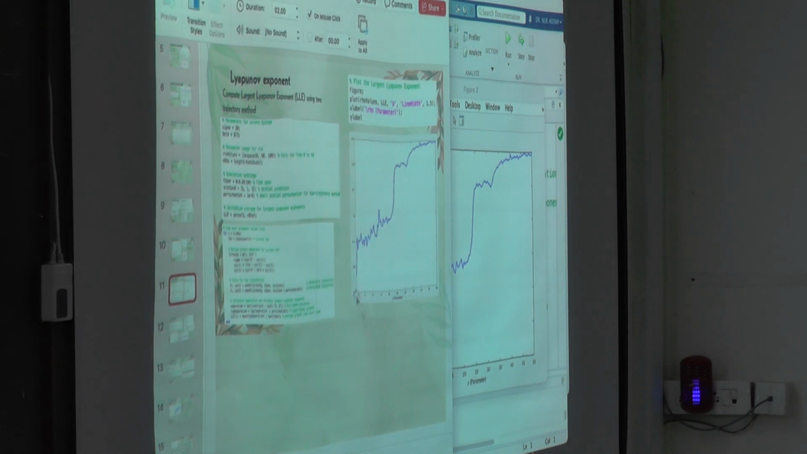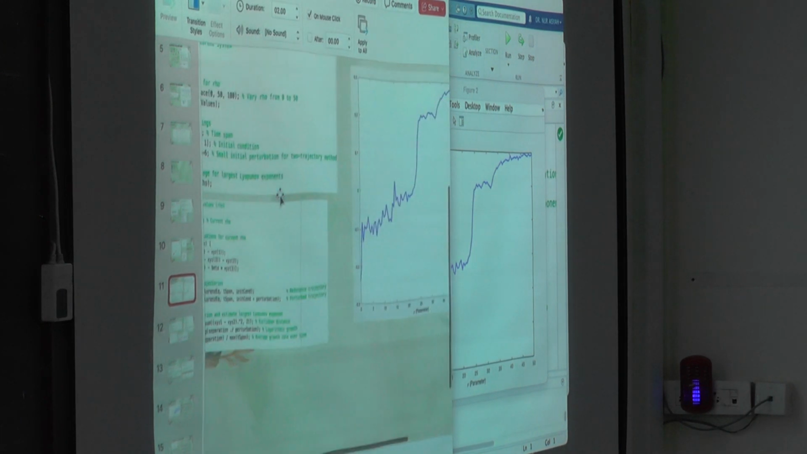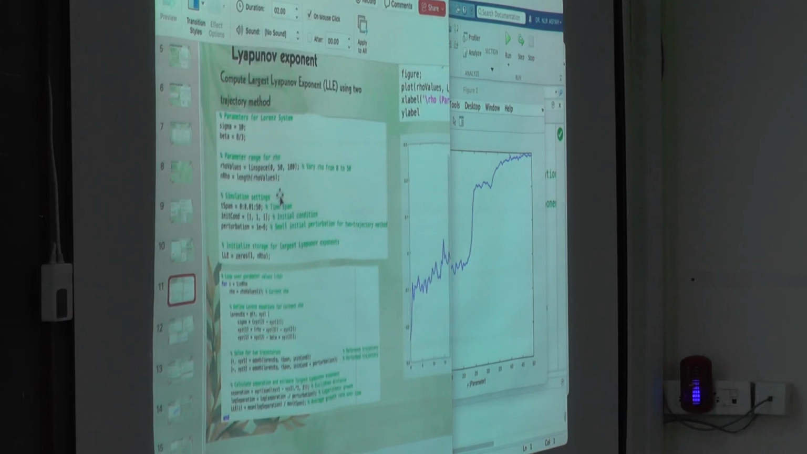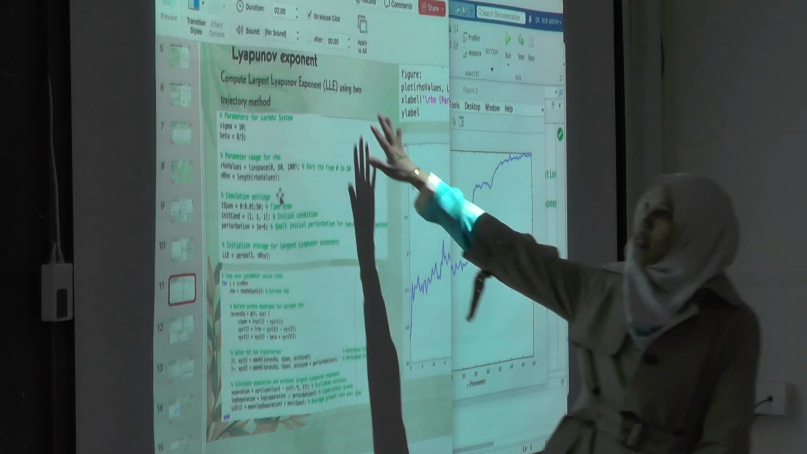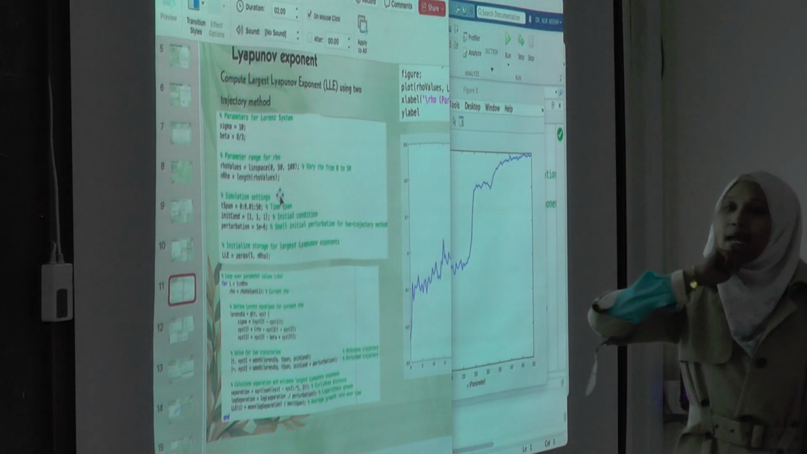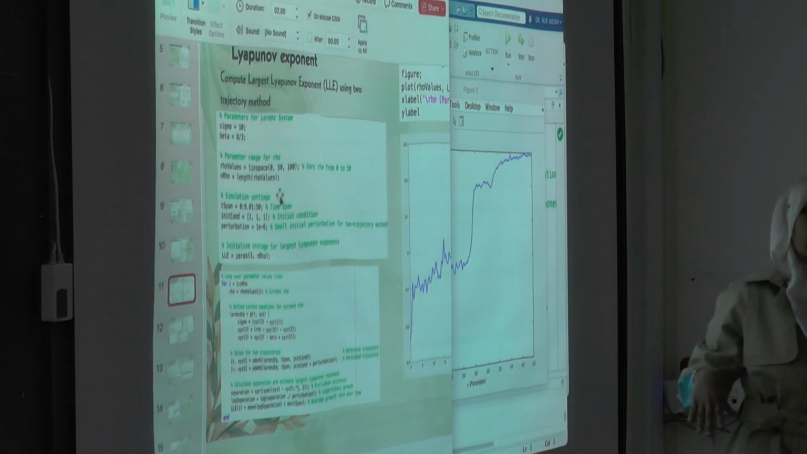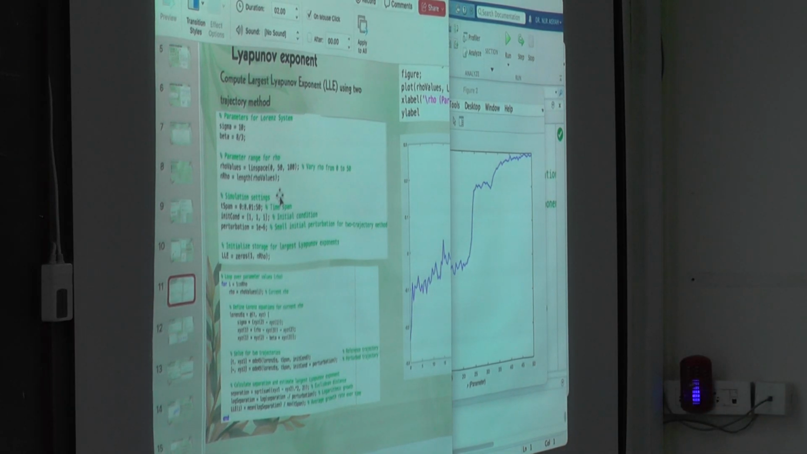It's too small, right? So this is actually I'm using the trajectory method, where we are finding the difference between point X in one initial condition, and we perturb it for the second initial condition, and we check the difference between these two points.